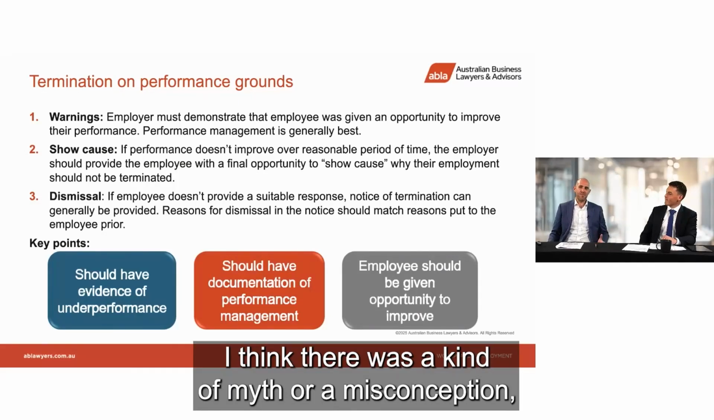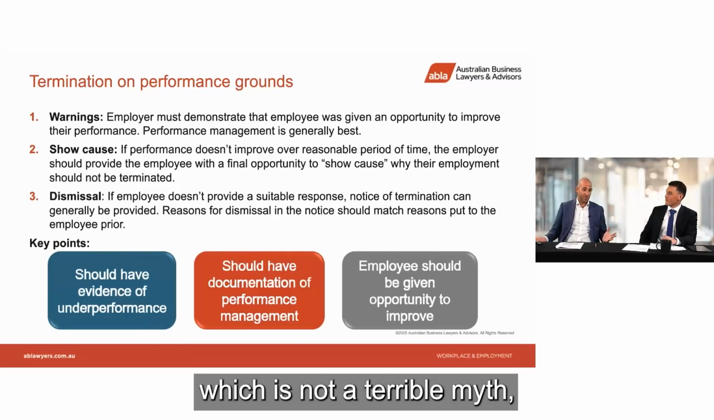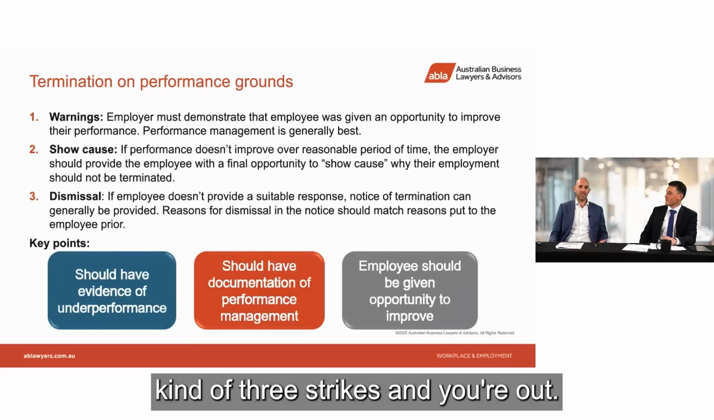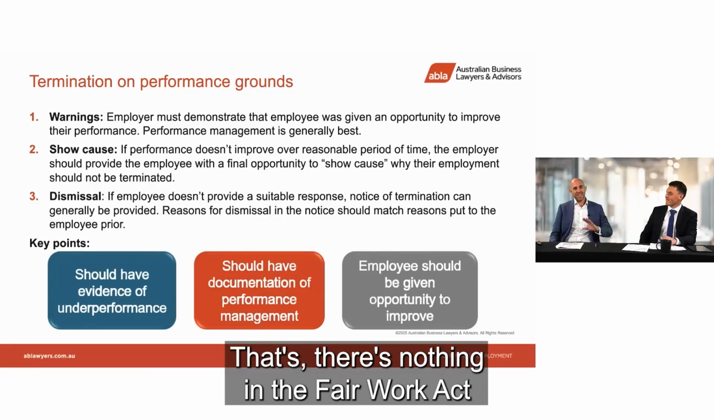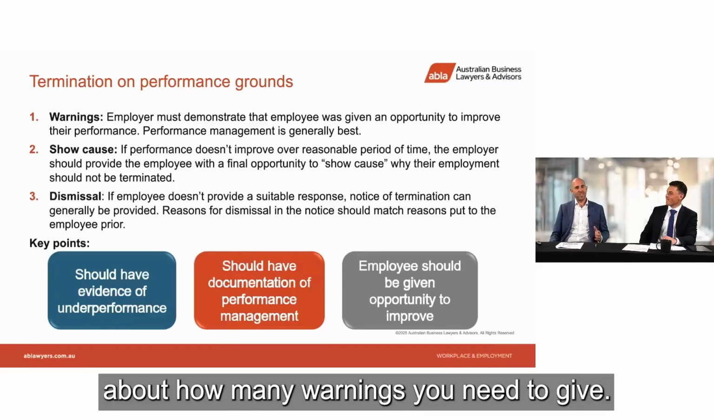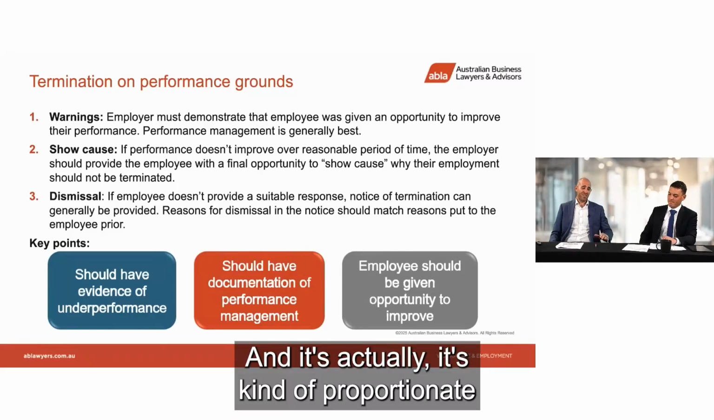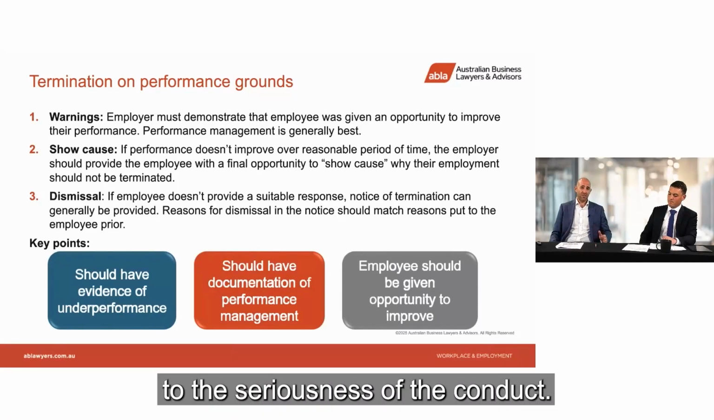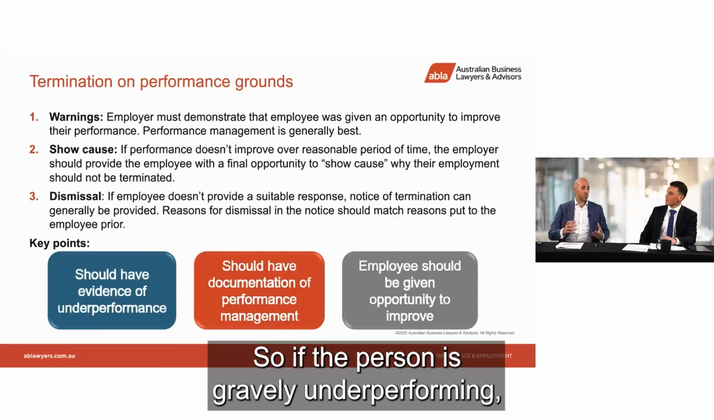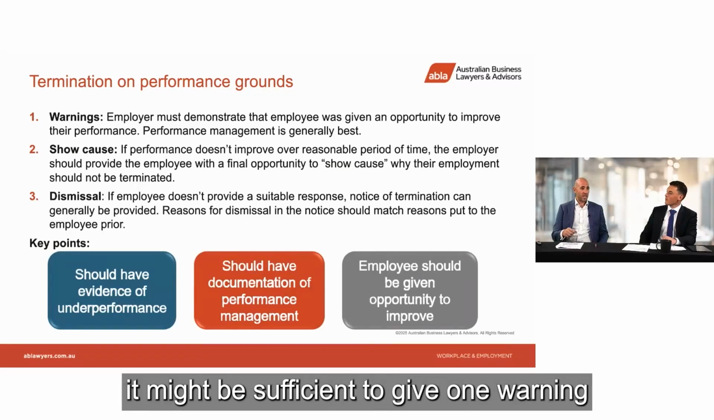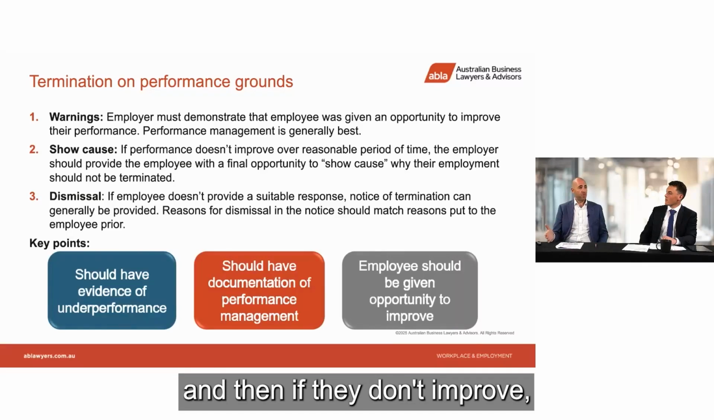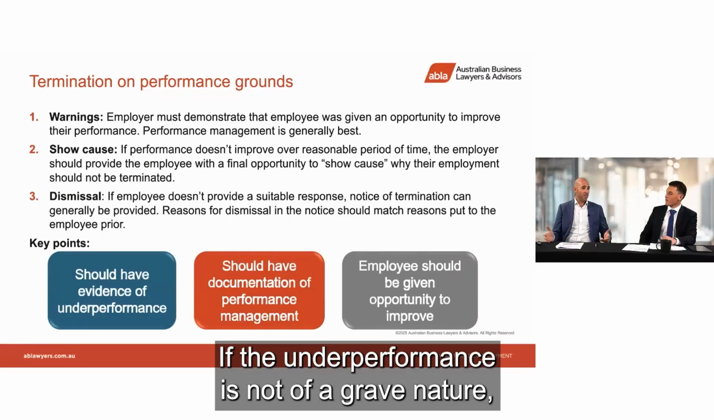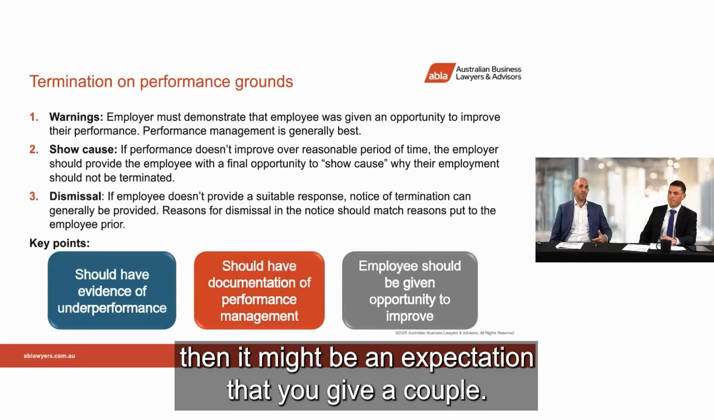I think there was a kind of myth or a misconception, which is not a terrible myth, which is kind of three strikes and you're out. There's nothing in the Fair Work Act about how many warnings you need to give. It's proportionate to the seriousness of the conduct. So if the person is gravely underperforming, it might be sufficient to give one warning, and then if they don't improve, you can validly terminate. If the underperformance is not of a grave nature, then it might be an expectation that you give a couple.